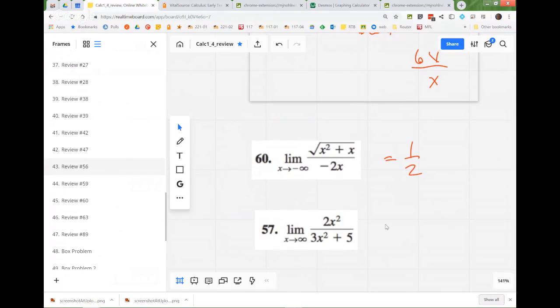They say, when you're taking a limit that goes to infinity, what you can do is take your expression and find the highest power of x in the expression, which in this case is x squared. Take that highest power of x and divide everything in the numerator and everything in the denominator by x squared.